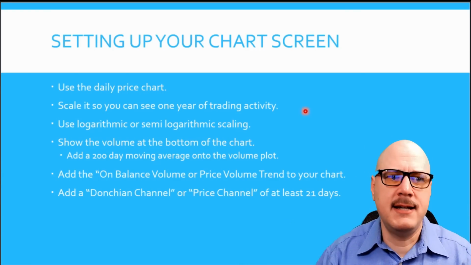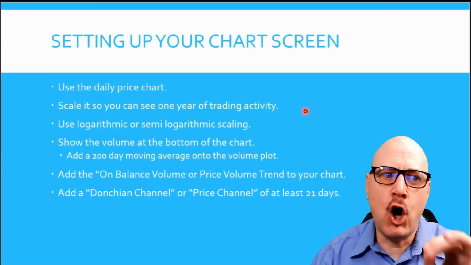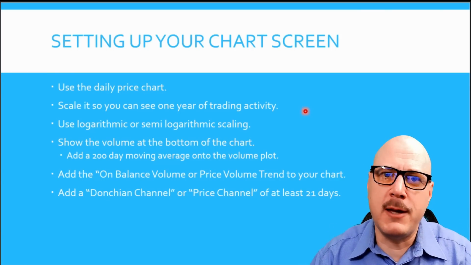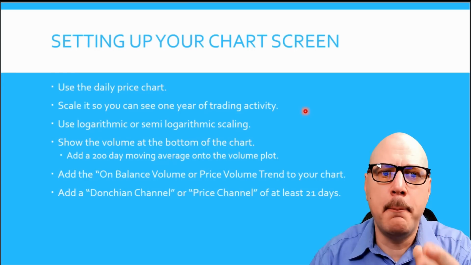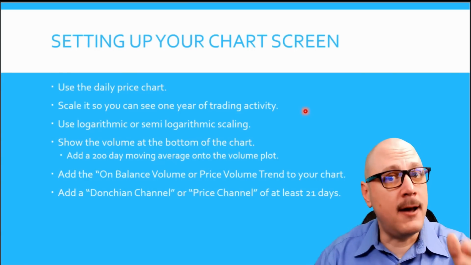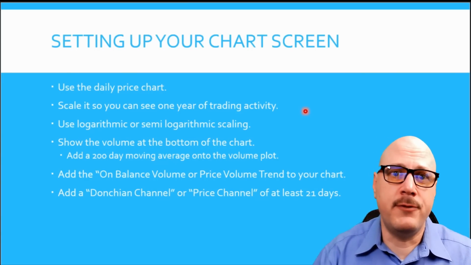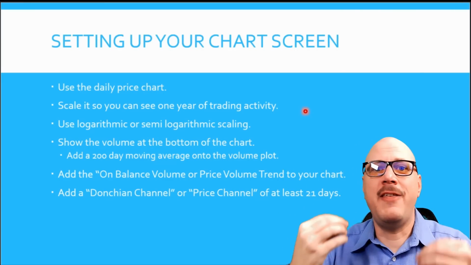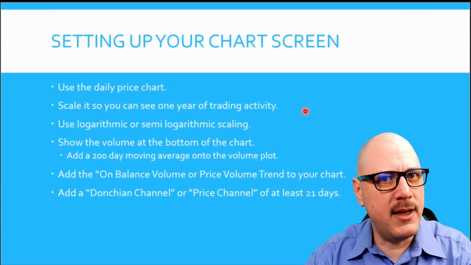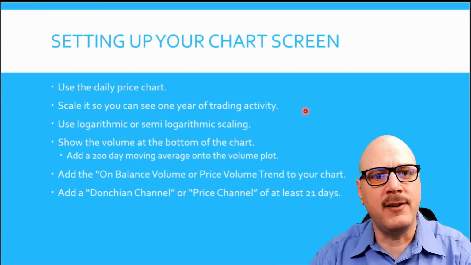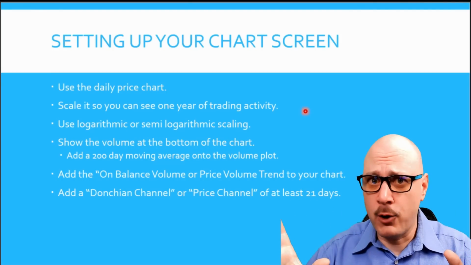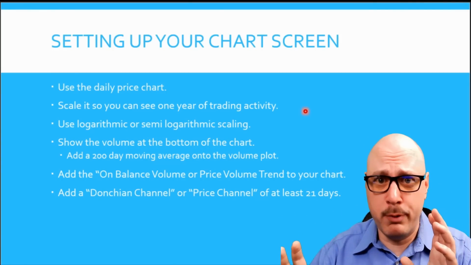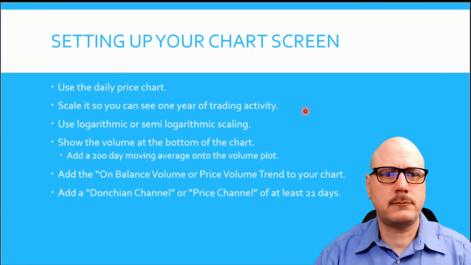In addition to that, I want you to add the on-balance volume indicator or the price volume trend indicator, or both. Now, some charting platforms use on-balance volume. Some charting platforms use price volume trend. They are basically the same thing. They're calculated a little bit differently. It doesn't matter which one you use. They're going to give you the same information, and if you can use both, that's even better.